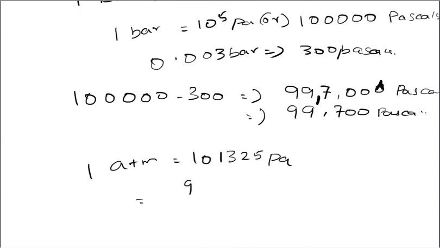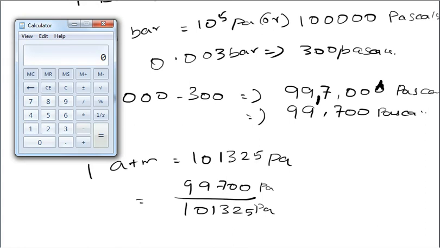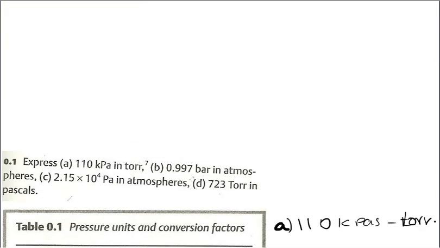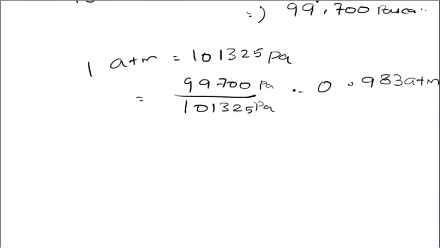So how are we going to do that? What we have is 99,700 pascals divided by 101,325 pascals. The pascals cancel, and we're going to get it in ATM. Bringing a calculator. 99,700 divided by 101,325. We're getting an answer: 0.983 ATM. So we have converted 0.997 bar into atmosphere successfully. That gives us the answer 0.983. Okay, next problem.